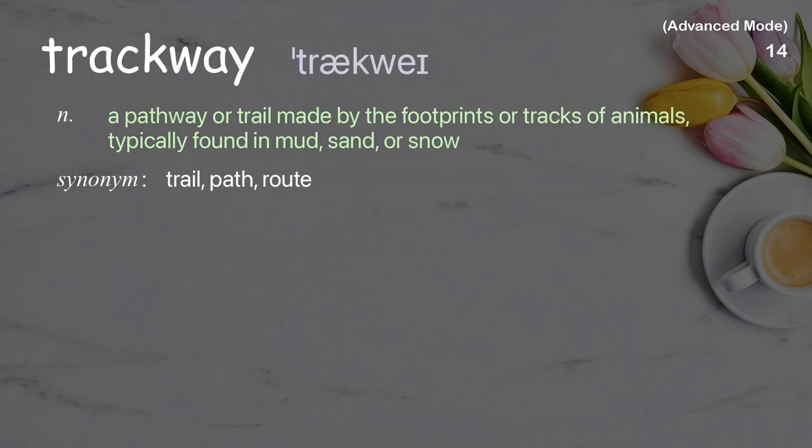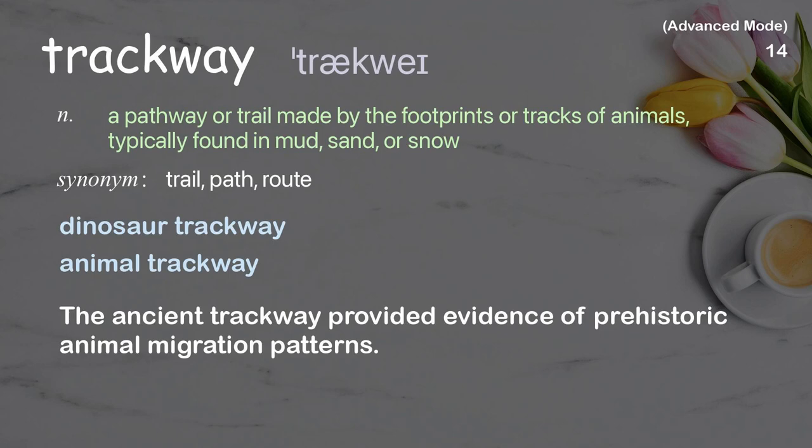Trackway. A pathway or trail made by the footprints or tracks of animals, typically found in mud, sand, or snow. Examples: Dinosaur trackway. Animal trackway. The ancient trackway provided evidence of prehistoric animal migration patterns.